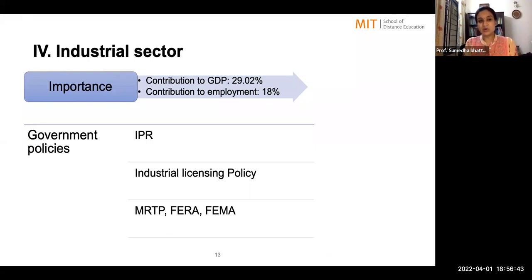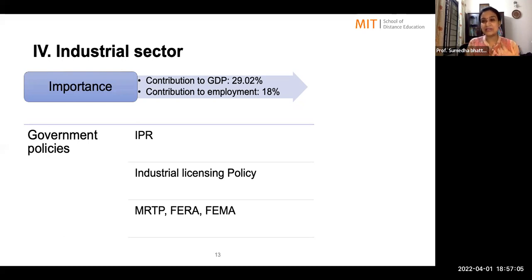Right now, various policies have been adopted. As I said, just when India got independence, the capital goods industry was completely missing, and the Indian industrial sector was practically absent. That is why the national leaders during that time thought that the public sector has to take the lead.